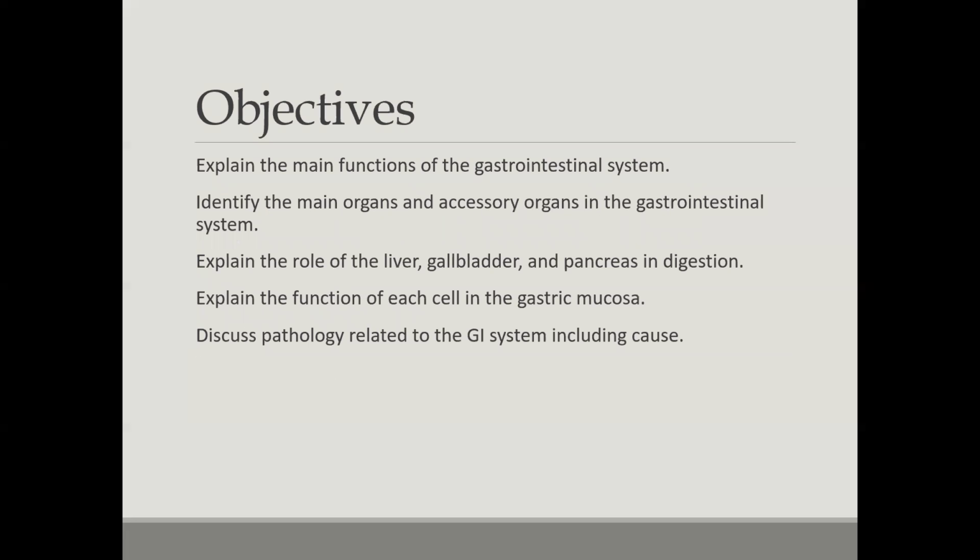The objectives: explain the main function of the GI system, identify the main organs and accessory organs in the GI system, explain the role of the liver, gallbladder, and pancreas in digestion, explain the functions of each cell in the gastric mucosa, and discuss pathology related to the GI system, including cause.